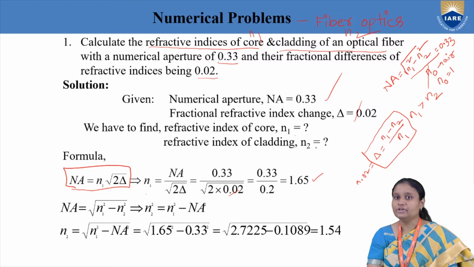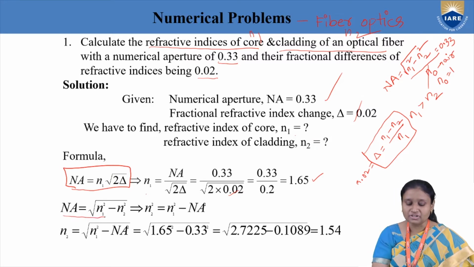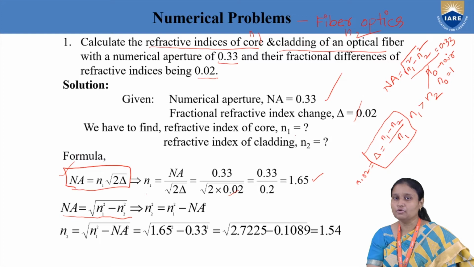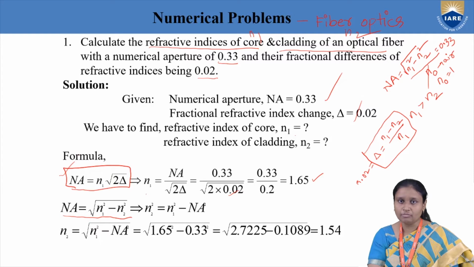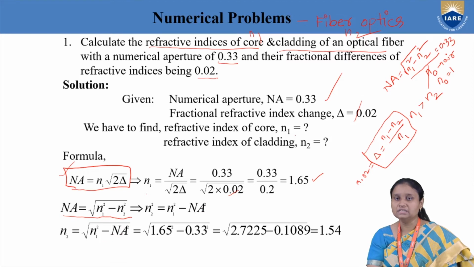In order to find refractive index of cladding, now I am making use of this relation for numerical aperture. So this relation I have used in order to find refractive index of core. Now this relation I am using in order to find the refractive index of cladding. And what is the formula? NA is equal to square root of n1 square minus n2 square. Now if I rearrange the terms, I'll end up having n2 square. What is n2 square? Square of refractive index of cladding equals square of refractive index of core minus square of numerical aperture. Now n2 is equal to square root of n1 square minus NA square.